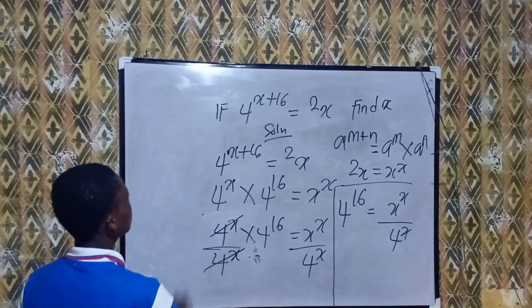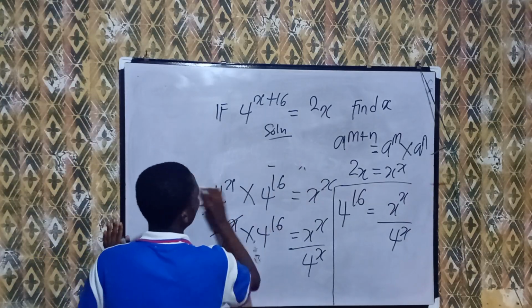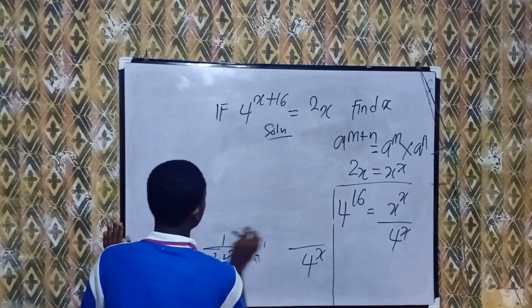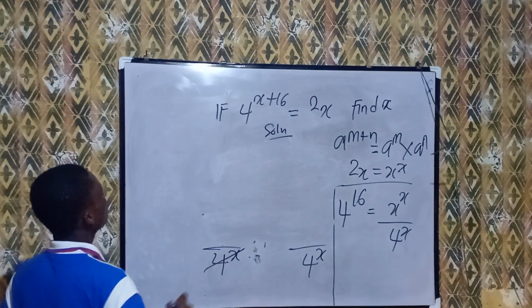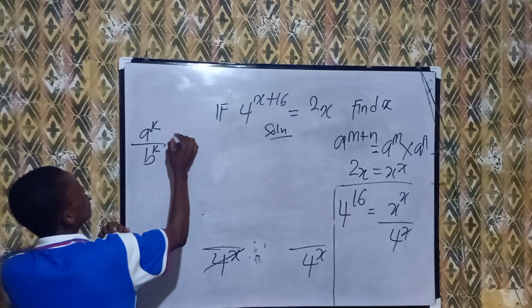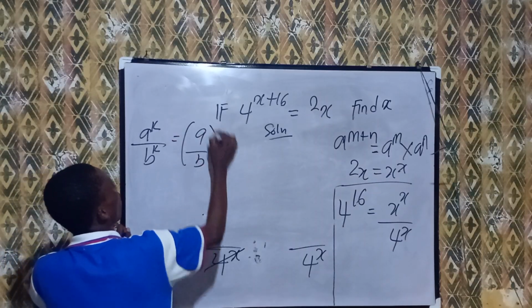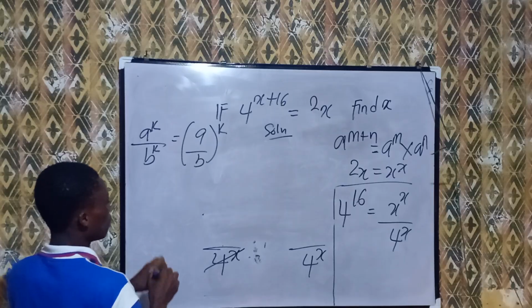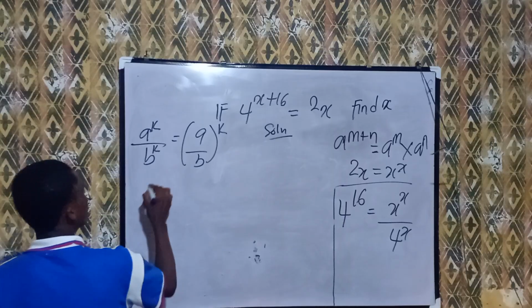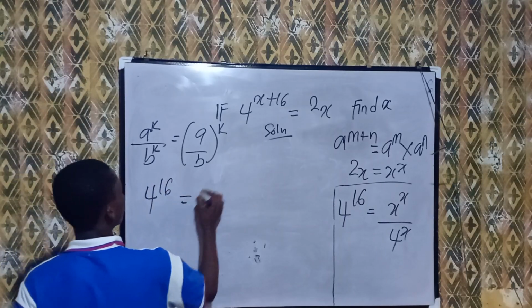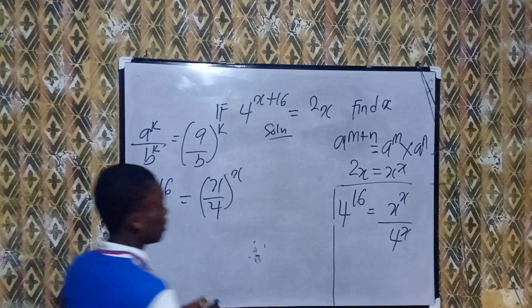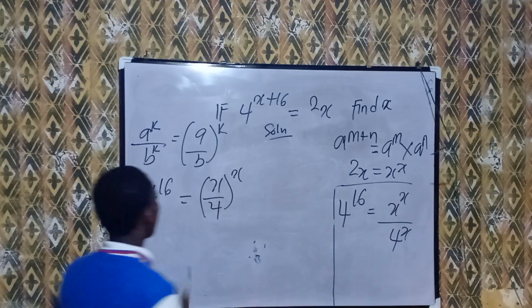All right, let's continue. Now remember this law of indices that says if we have a to power k all over b to power k, this equals a over b all to power k. So that is the rule we use there. So from here, this becomes 4 to power 16 equals x over 4 to power x. Take them as 1 from this law.